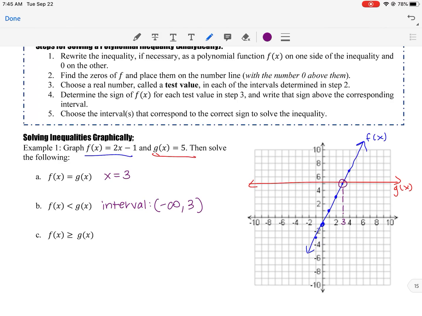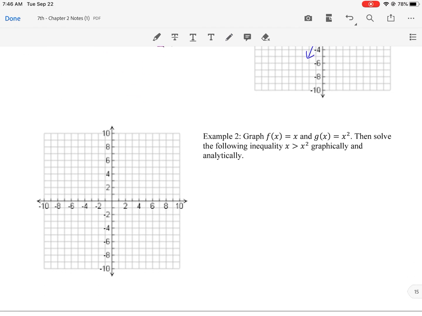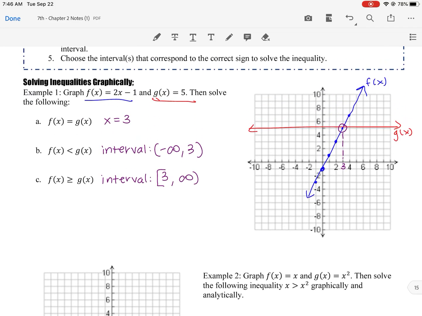So now, as we go ahead and look at the next part, we're saying when is f of x, the y values of f of x, the blue line, bigger than or equal to the y values of g of x, that red line. So let's look at that interval. Okay, so it's starting at that x value of 3. And in this case, since it can be equal to, we will have the bracket, meaning we can include 3, but it'll go all the way to infinity. Okay. Next, let's look at the next one. So, by the way, we can solve this algebraically as well. That's what we're going to get to on the back side.